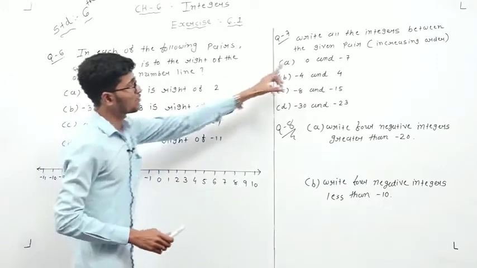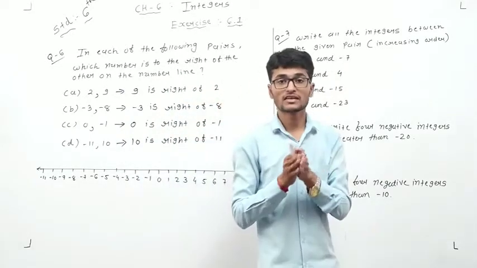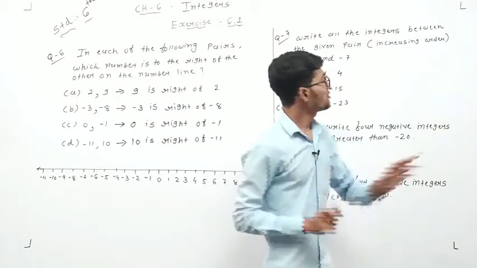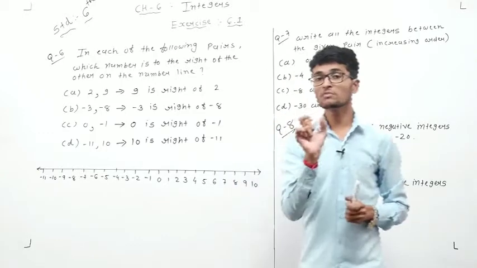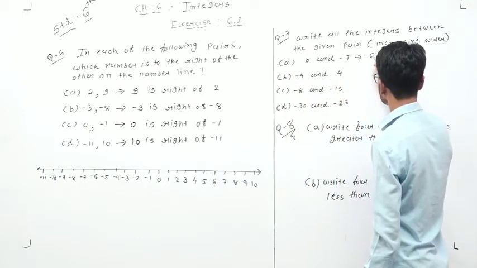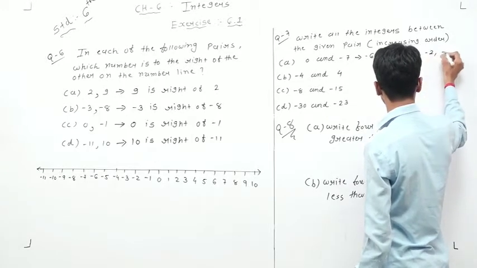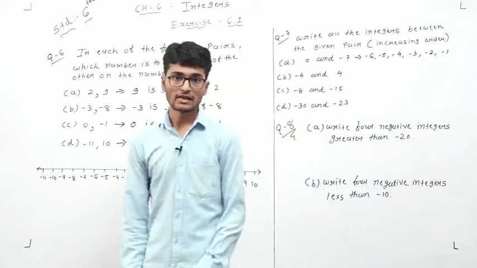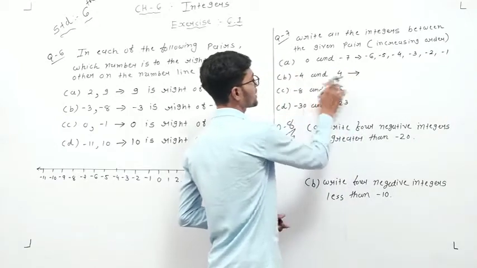Clear? So now 0 and minus 7. Minus 1, minus 2, minus 3, minus 4, minus 5, minus 6: these are all negative numbers. So we write the negative numbers in increasing order, small to big. The smallest number is minus 6. So write down minus 6, then minus 5, minus 4, minus 3, minus 2 and minus 1. This one is our answer. Clear? Same for the second one, minus 4 and 4.